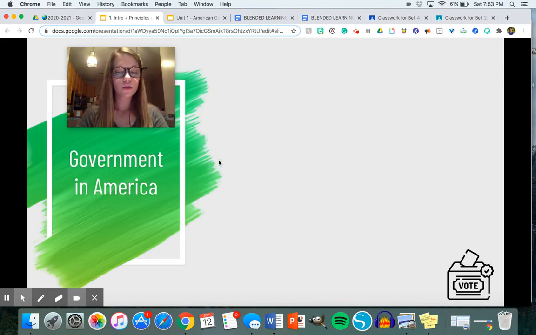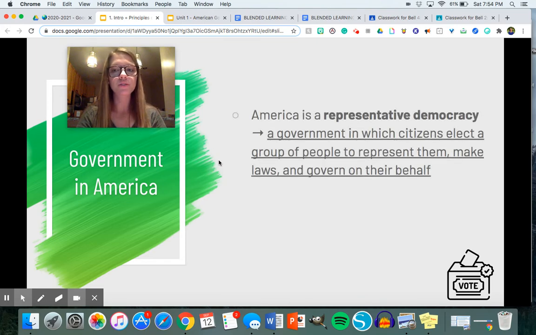So I want to quickly talk about the system of government that we have in America, the type of government that we have in America. And America is a representative democracy. And you've probably heard this term before. This is a government in which citizens elect a group of people to represent them, to make laws and govern on their behalf.